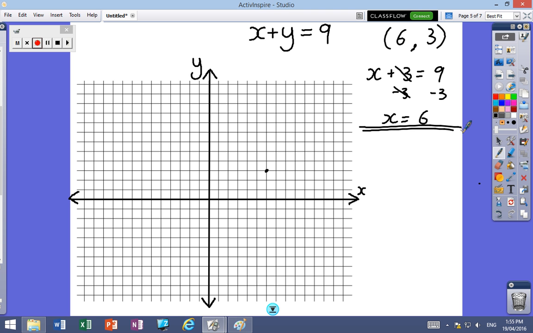Let's try another one. Let's try when y equals 5. Okay. So we're going to do when y equals 5. We want to find out what x is, so we'll rewrite out the linear relationship. X plus 5 equals 9. Minus 5 from both sides. X equals 4. And we have the point (4, 5). 1, 2, 3, 4. 1, 2, 3, 4, 5. And again, we can see that line starting to emerge.